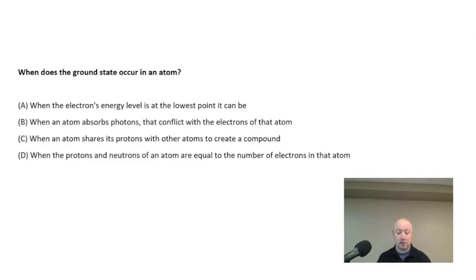All right, so let's look at the choices here. Let's eliminate some. Okay, so I'm going to eliminate choice B. When an atom absorbs photons that conflict with the electrons of that atom, that actually creates an excited state in the atom. So that is not the ground state. Choice C, when we're creating a compound by sharing protons with other atoms, again, that is not the ground state. And choice D says when the protons and neutrons of an atom are equal to the number of electrons in that atom, that is actually the atomic number of the atom. Eliminate choice D. So the correct answer here is A, when the electron's energy level is at the lowest point it can be. That is the ground state.